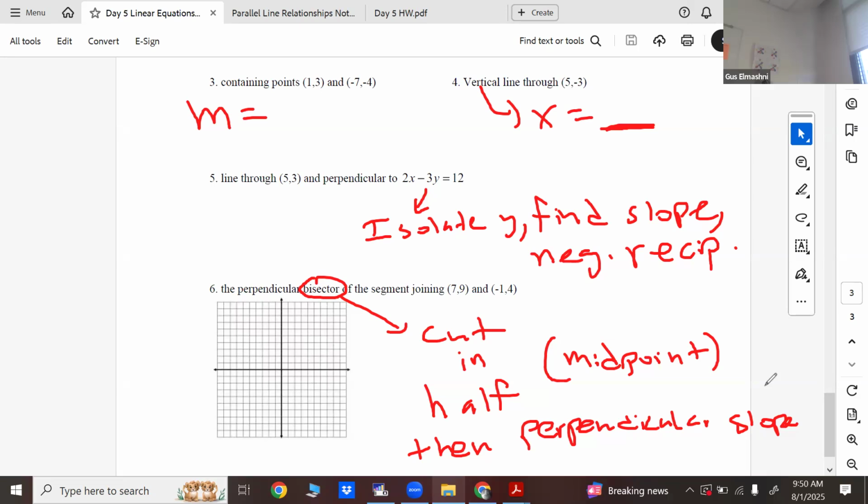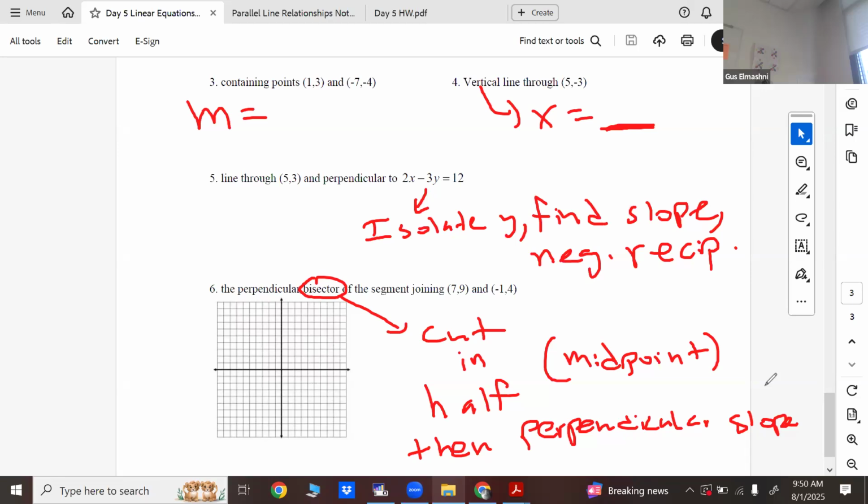What do you guys get for the midpoint for number 6? What's halfway between 7 and -1? Add and divide by 2. What's 7 plus -1 divided by 2? Close, 3. Sorry, 3, right? What's halfway between 9 and 4? Add them up, 9 plus 4. 13. Divide by 2. 6.5. Yep, good. And then you have to do the negative reciprocal.